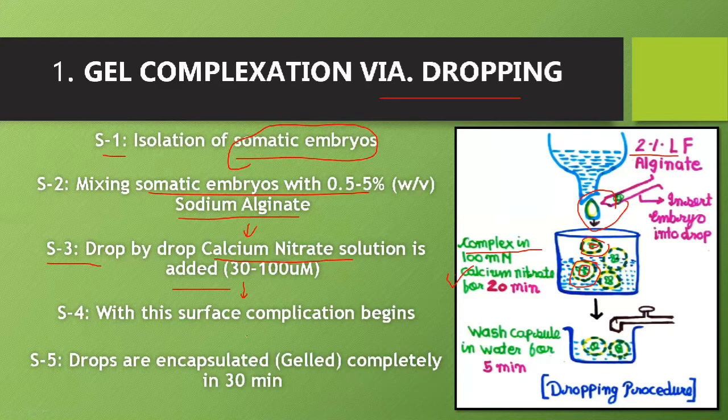And then they are finally washed. Drop by drop, they are collected into another beaker, and then they are washed for 5 minutes. And they are stored at a particular temperature. Generally 4 degrees Celsius is favorable for storage of somatic embryos and artificial seeds. And after that they are used for field trials.